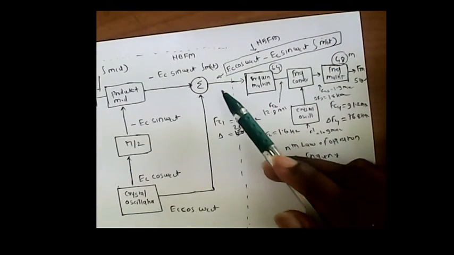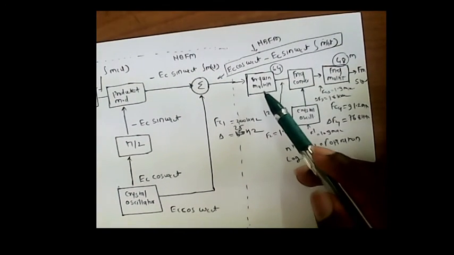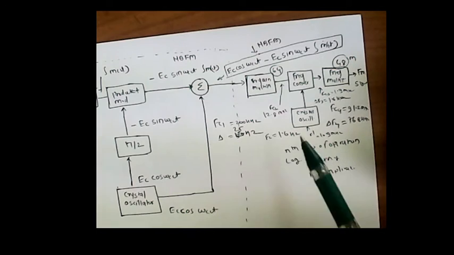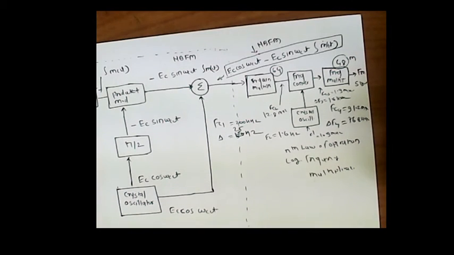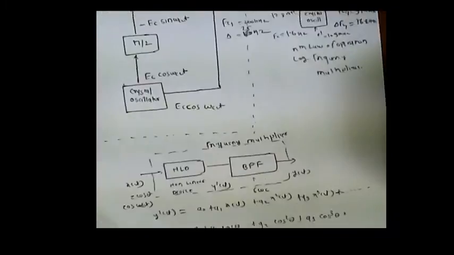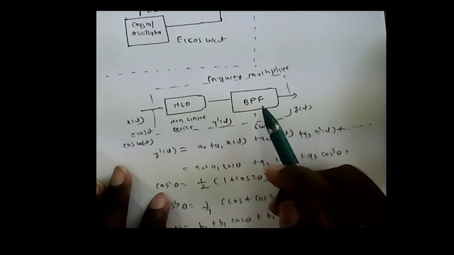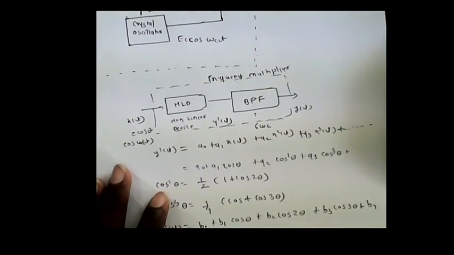This is the output of the summation, which is applied to the frequency multiplier, then frequency conversion, again a frequency multiplier, and here is a crystal oscillator. Now what is the function of the frequency multiplier? First, we need to understand what is meant by a frequency multiplier. A frequency multiplier consists of a non-linear device and a band pass filter.